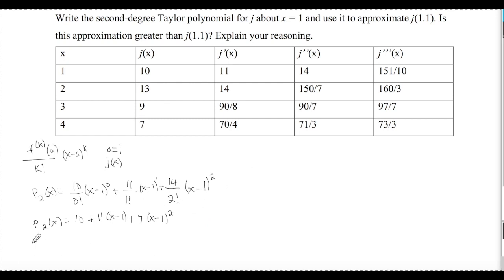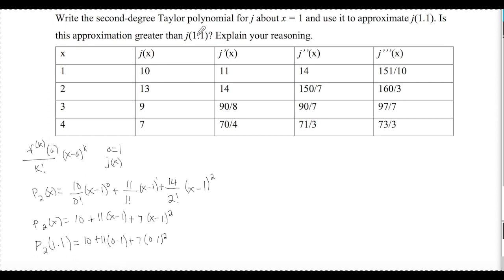We want to use it to approximate now j of 1.1. We don't have to worry too much about simplifying. Remember, that won't matter too much for us. We want to approximate j of 1.1, so I plug into my polynomial. That's 10 plus 11 times 0.1, since 1.1 minus 1 is 0.1, plus 7 times 0.1 squared. All right, so here is my approximation of j of 1.1.